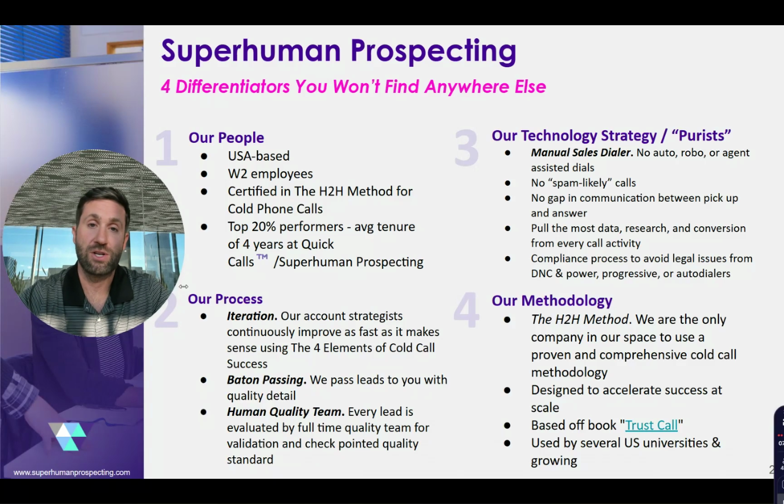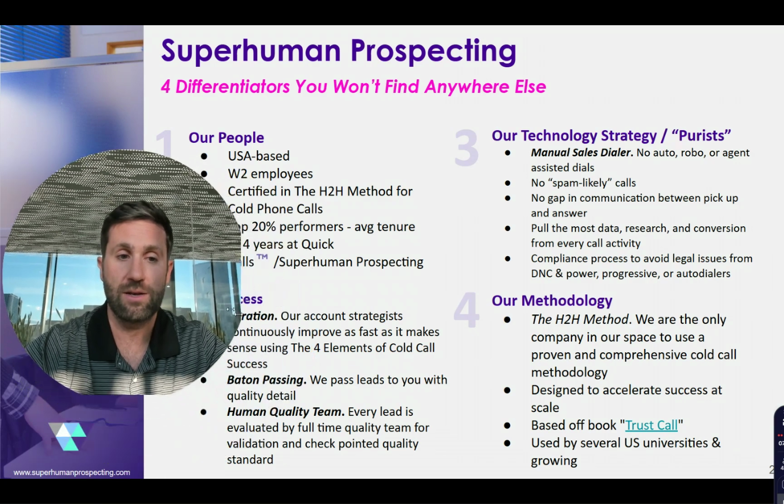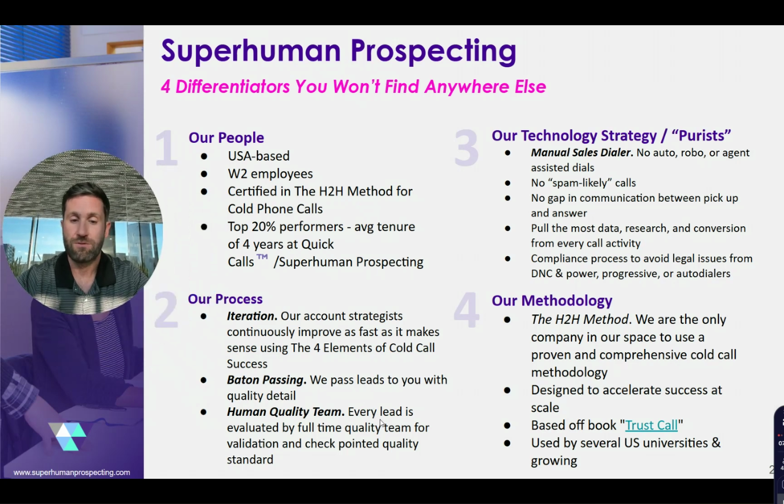Our second differentiator is our process. When you first jump on with Superhuman prospecting, you're going to be given an account strategist. This person is in charge of your performance, the strategy in which you deploy, as well as your experience. Now, they're trained in what we consider are 4 elements of cold call success, which is the way in which we identify your successes or failures.